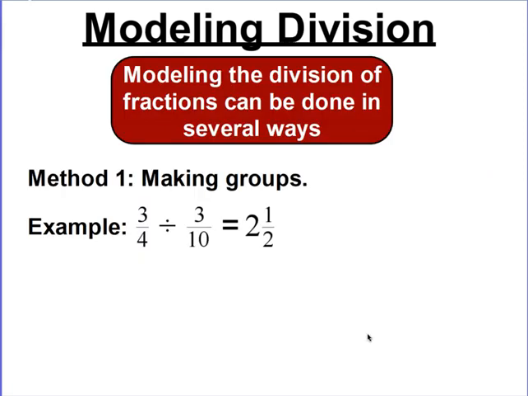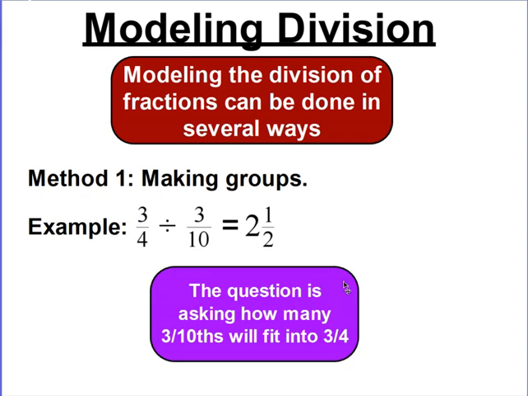So now let's model division problems. I'm going to show you two ways to model. The first one is by making groups. So here we have a problem, 3/4 divided by 3/10. And we know that equals 2.5 because if we do our keep, change, reciprocate, and solve, that's what we get. So here's what the question is really asking.